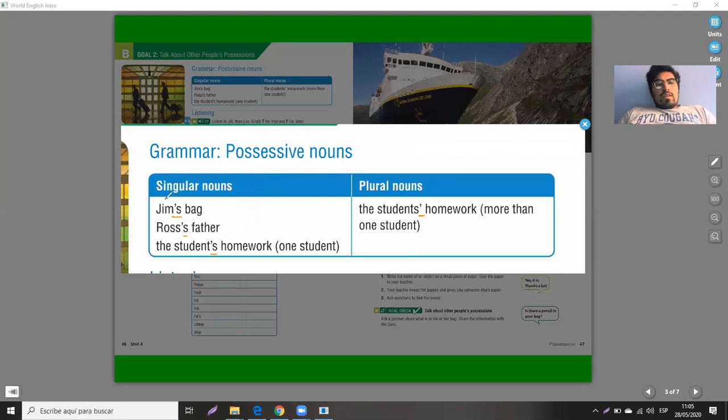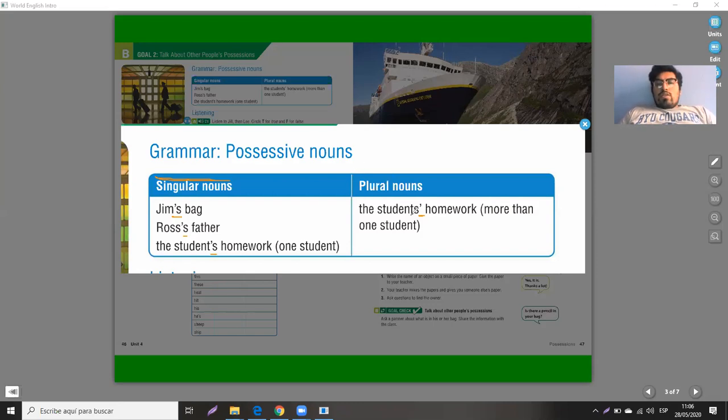Repeat after me. And these are singular nouns. Remember, singular nouns. So repeat after me. Jim's bag. Jim's bag. Now let's go to the second one. Ross's father. Ross's father. The student's homework. The student's homework. Now let's go to the plural nouns.